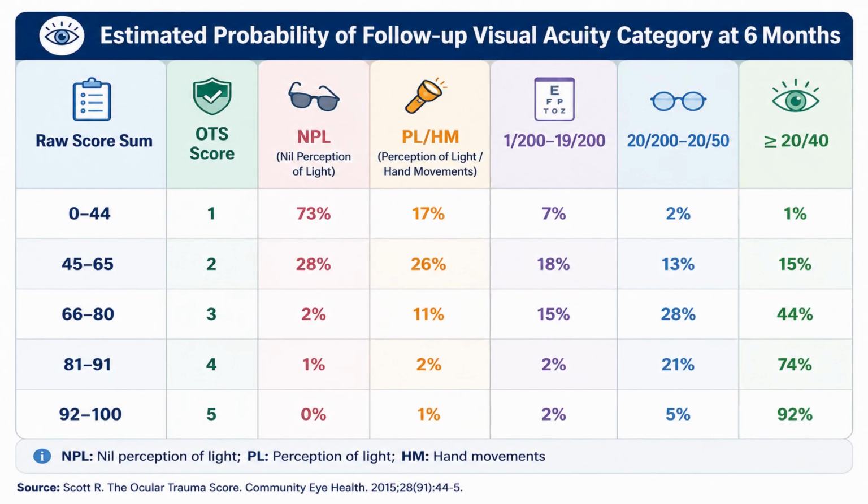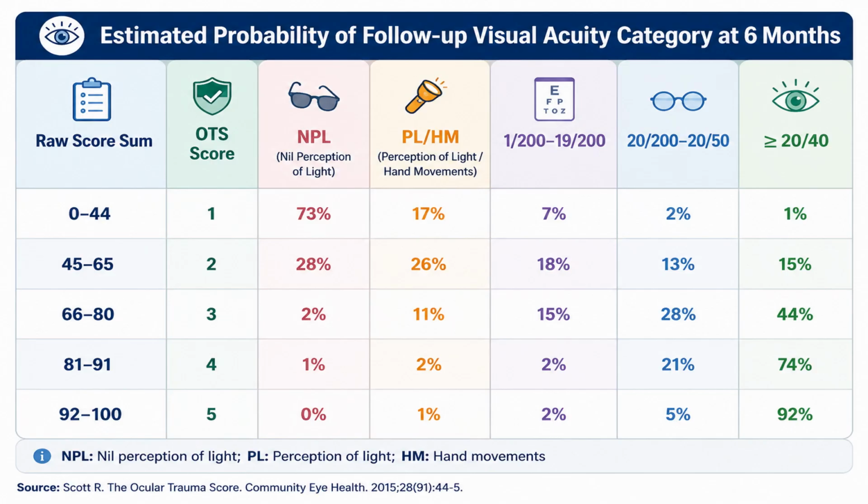After calculating the raw score sum, we can assign the patient to an OTS category from 1 to 5. Category 1 represents the most severe injuries and therefore carries the poorest visual prognosis. As we move from category 1 to category 5, the chances of achieving good visual acuity progressively improve. For example, patients in OTS category 1 have a very high probability of remaining with no perception of light, whereas patients in category 5 have more than a 90% chance of achieving visual acuity of 20 by 40 or better. Therefore, a higher OTS score generally indicates a better expected visual outcome.